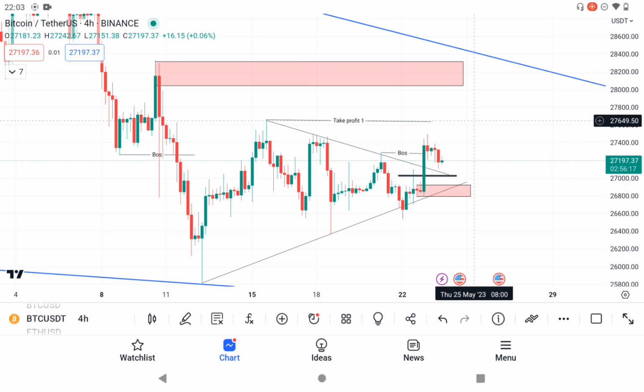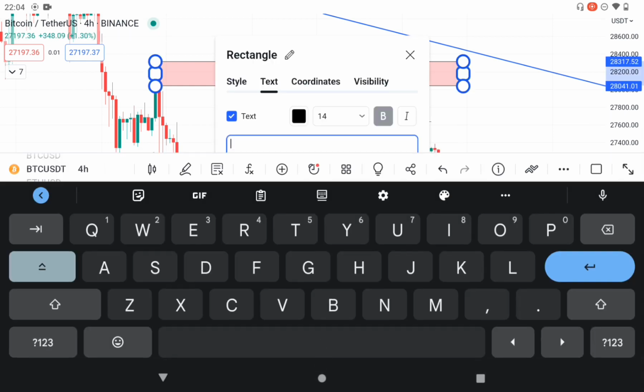Now what's the price at that particular range? It's 27,700, around that axis. So price should come right here, 27,600. Yeah, 27,600. We should expect a take profit at this zone from where we are right now. So there should be TP1.